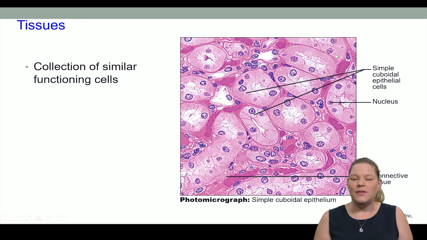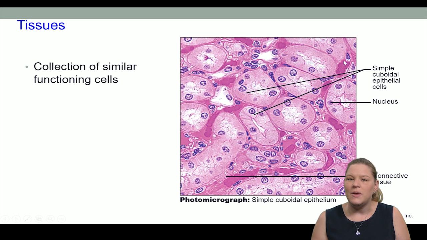So the example on the screen is epithelial tissue. We have these individual cells, if you can see where the cursor is pointing to. We have individual epithelial cells that are working together to perform the function of that epithelial tissue, which in this case is from the kidney and would have a function in, say, for example, absorption or secretion.